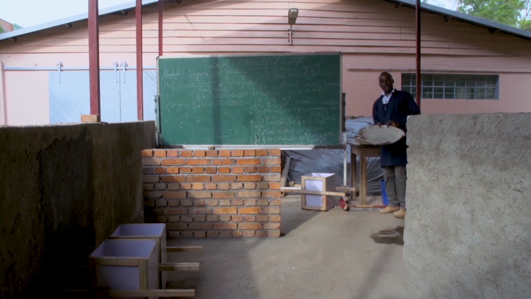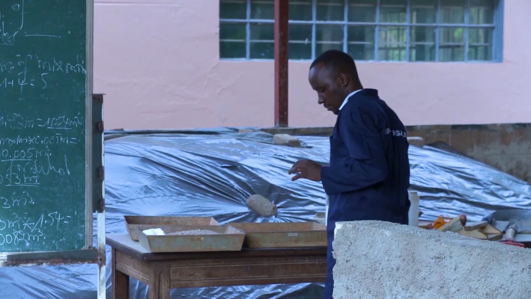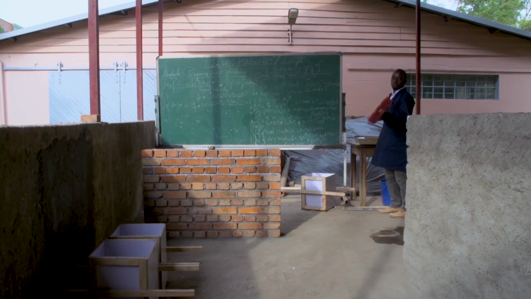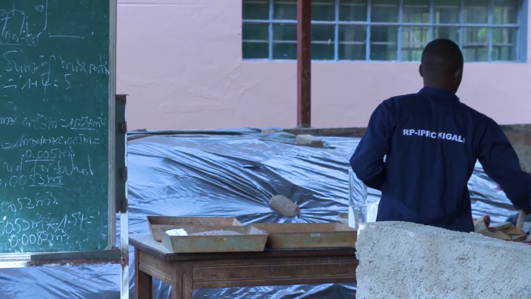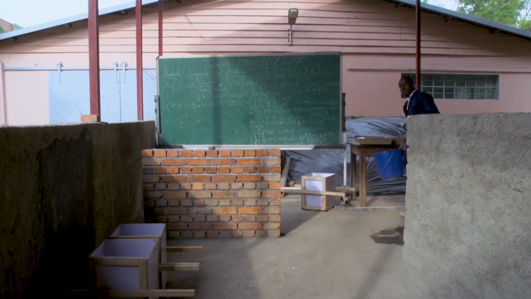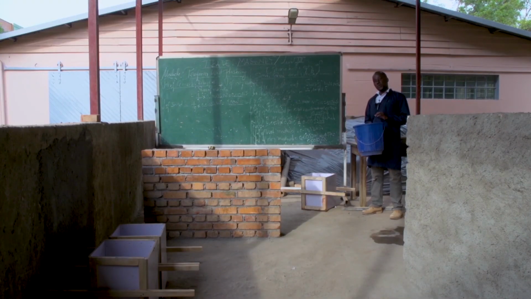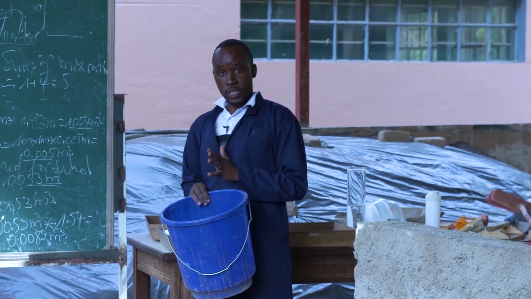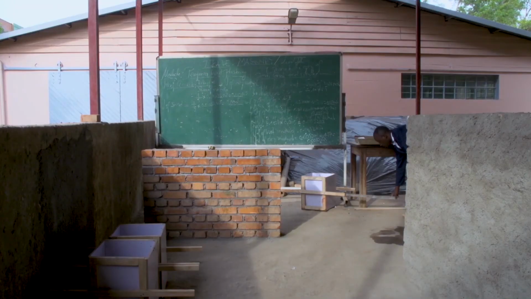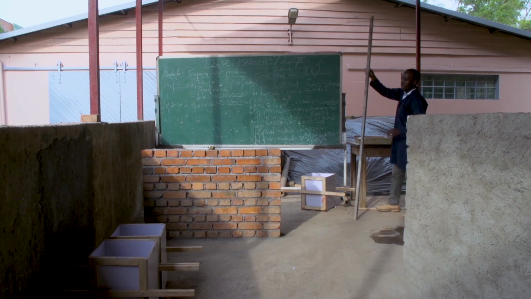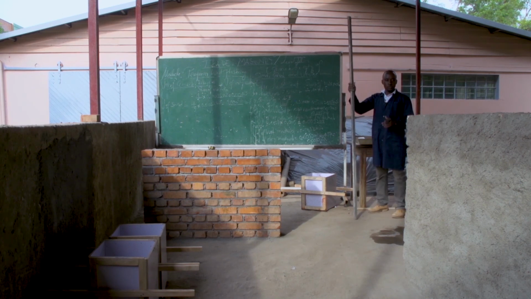Here we have a mortar pan. This is used for transporting the material from one point to another point. We have a broom. It is used for cleaning the surface. Here we have a bucket. This is used for transporting water. Then we have a straight edge. This is what you call a straight edge. It is normally used for leveling the plaster.